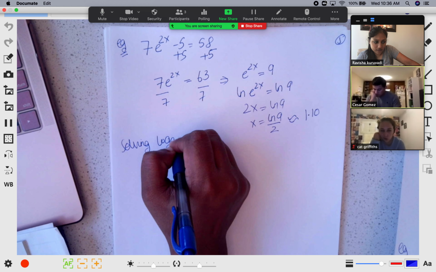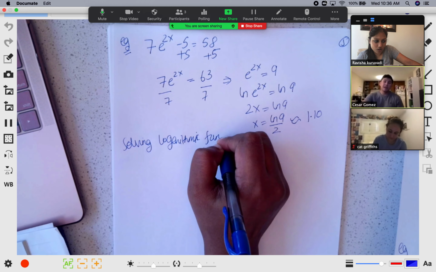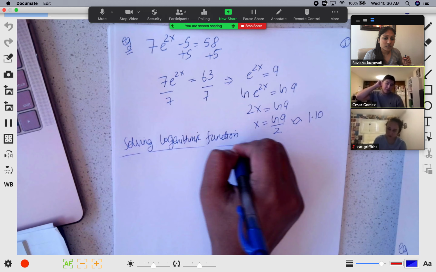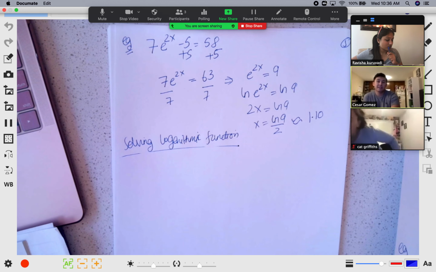Okay. Next thing we are doing is solving logarithmic functions. How to solve? I have a quick question, Professor. Yeah. This might not be a problem, but say on this last one that we did, if 58 was to the power of like 4x, then we wouldn't be able to solve that, would we?